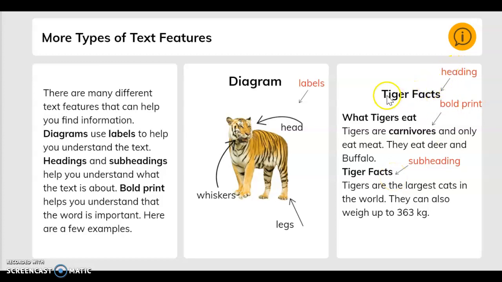So it's the heading. The heading is the overall topic of what we're about to read, about Tiger Facts. And in the subheading, we'll talk about something else. So it has a subheading that says Tiger Facts as well.